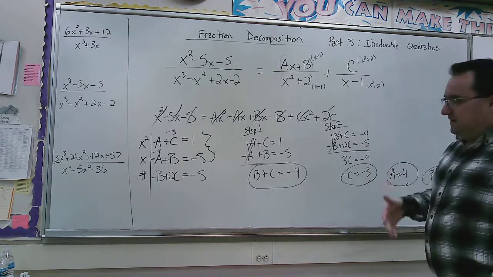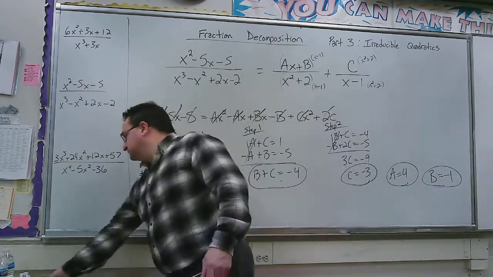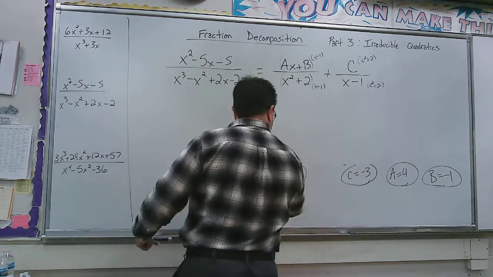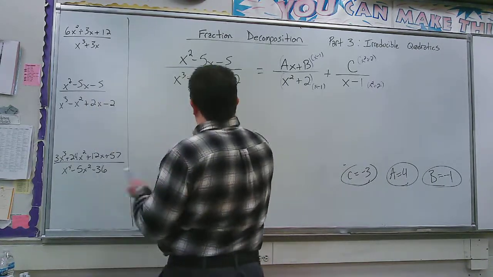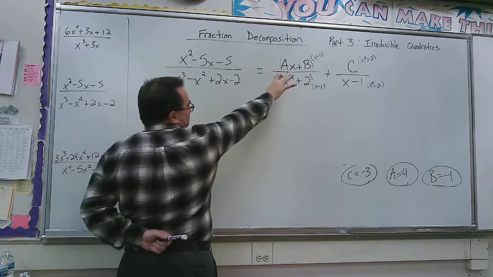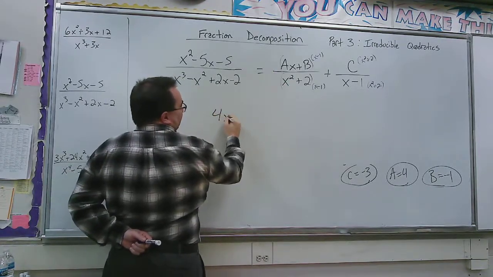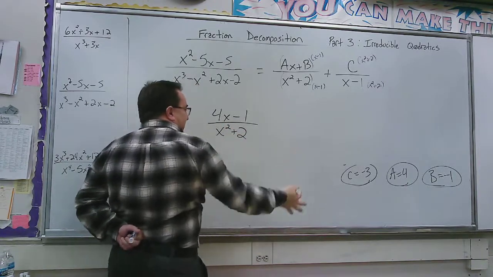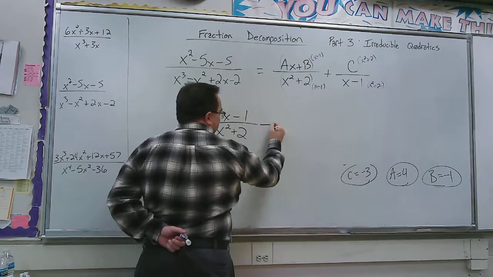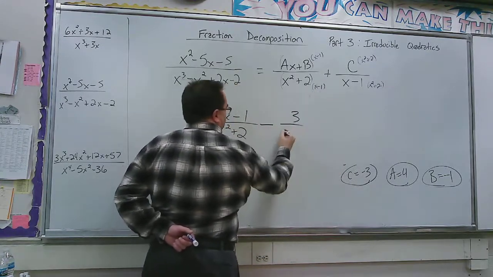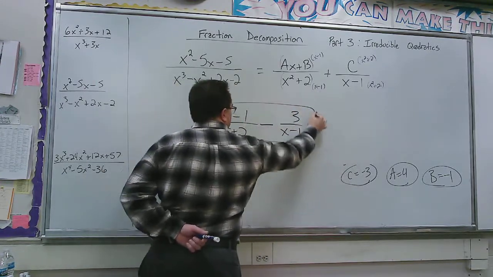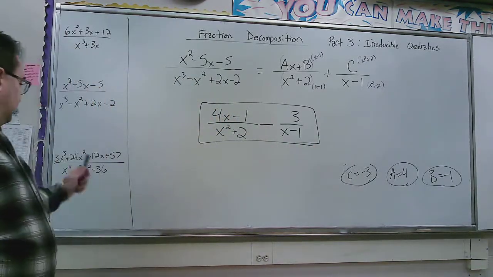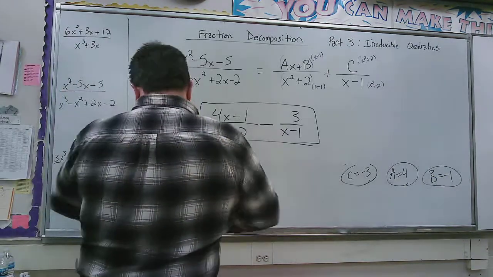So I'm out of space. I got to erase in the middle here. So this fraction can be decomposed into 4x minus 1 over x squared plus 2 added to minus 3. So I'm going to subtract 3 over x minus 1. And there would be my decomposition. All right, one more to go. It's a little messier.